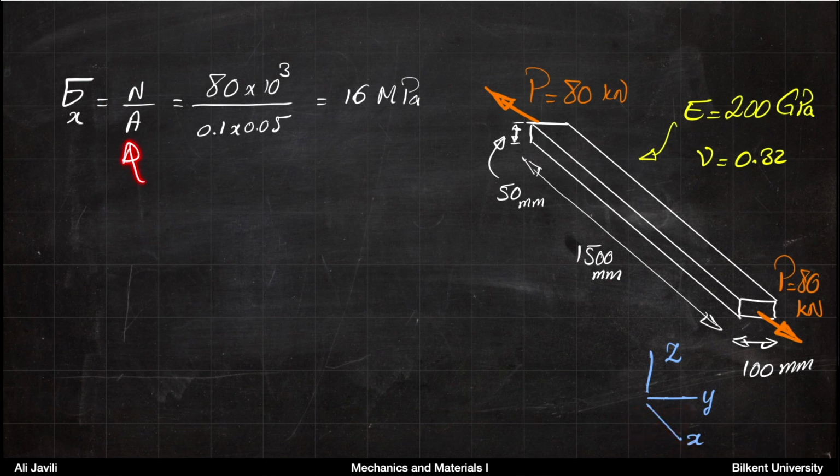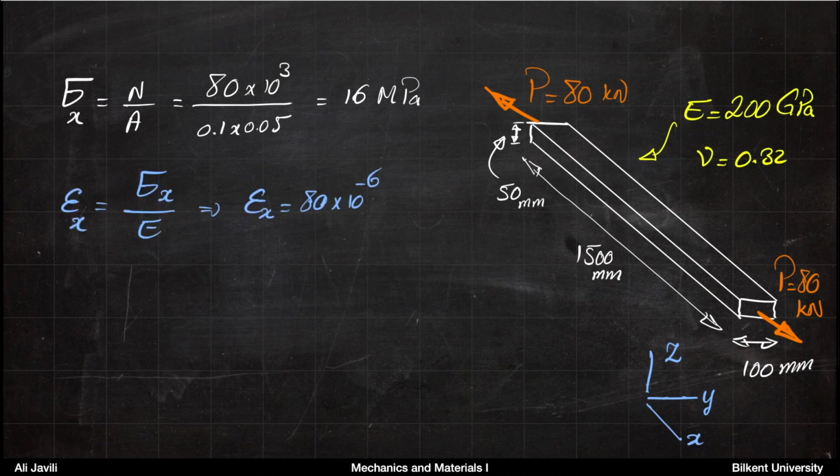So the cross-sectional area here would be 100 times 50 millimeter squared. So 100 millimeter is 0.1 meter, 50 millimeter is 0.05 meter. So that's the area of the cross-section with the normal axis to be the x-axis. And then the normal force is 80 kilonewton, so 80,000 newton. That gives you the stress in the x direction to be 16 megapascal.